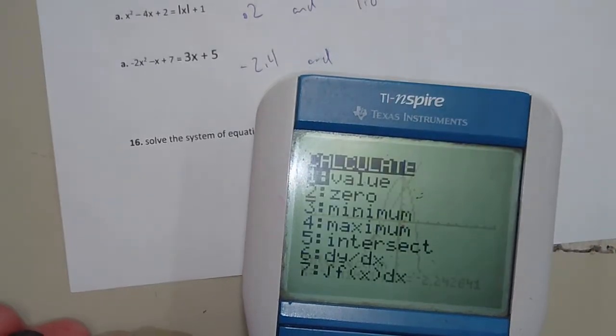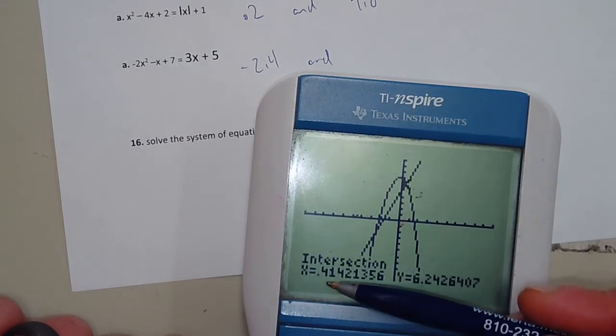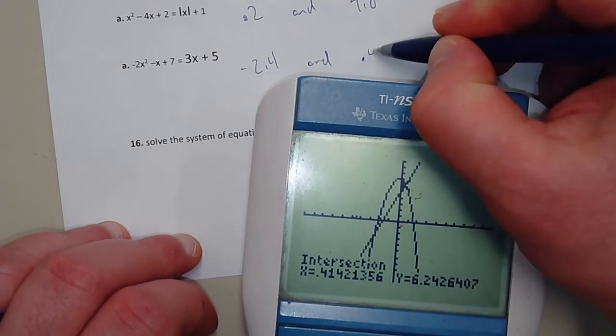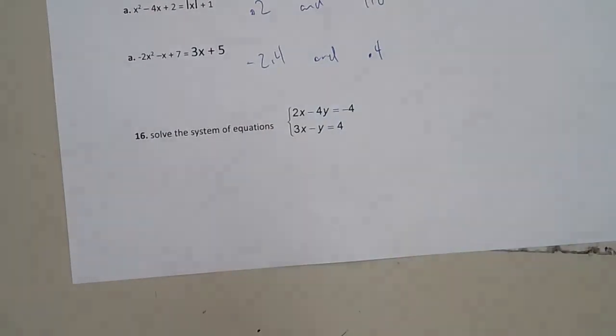And repeat over here. 1, 2, 3. 0.4 approximately. So again, just nearest tenth on those because that's what the instruction said. And we're looking pretty good.